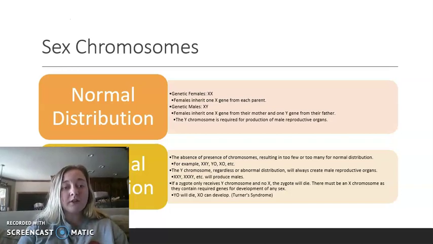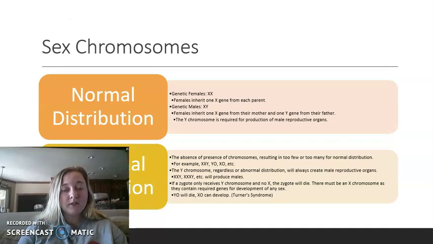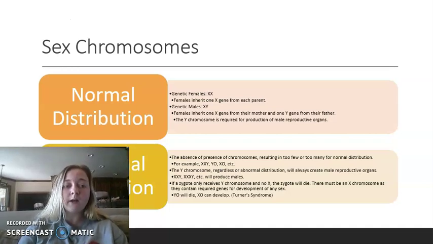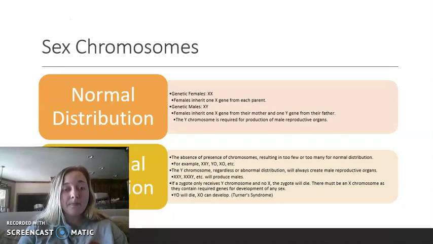However, it needs to be noted that regardless of abnormal distribution, the appearance of a Y chromosome will always create male reproductive organs. So, regardless of how many X chromosomes there are, if a Y is present, the individual will always be male. However, if a zygote only receives a sole Y chromosome, it will die. X chromosomes are needed. Remember, the X chromosome is much larger, and that is because it contains genetic information that is vital for proper development. Because of this, a YO individual will not survive, but an XO individual can.